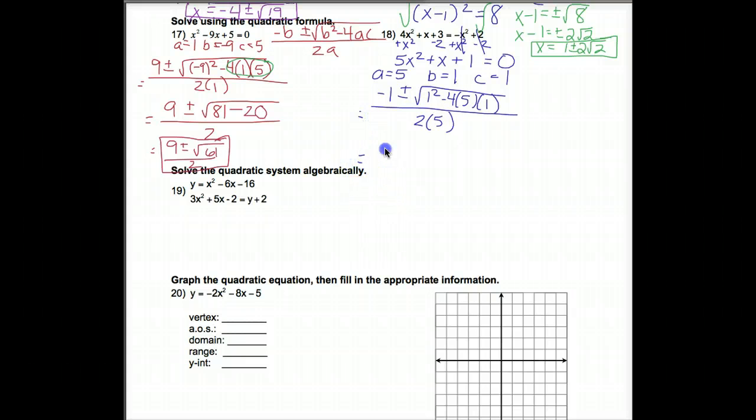So simplify. Those parts are the easy parts. The part under the square root, the discriminant, is the harder part. So 1 squared is 1. Again, you have to do the multiplication. 4 times 5 times 1 is 20. So I've got 1 minus 20, which is -19.